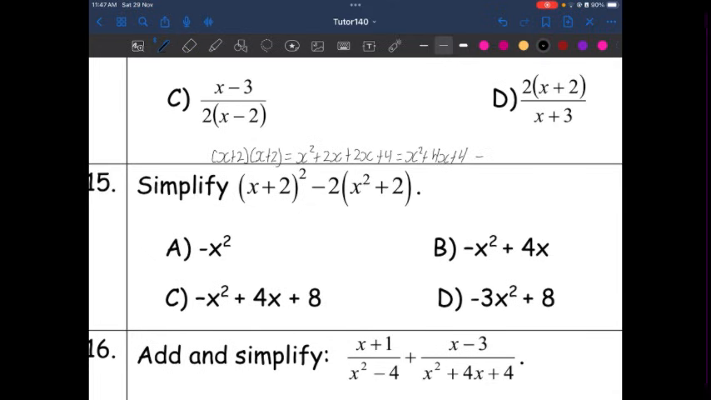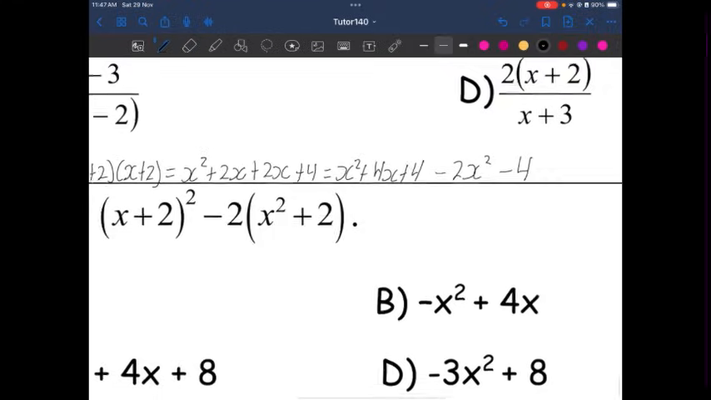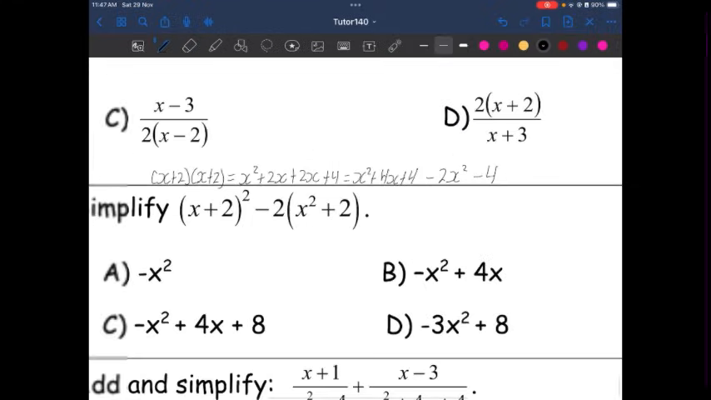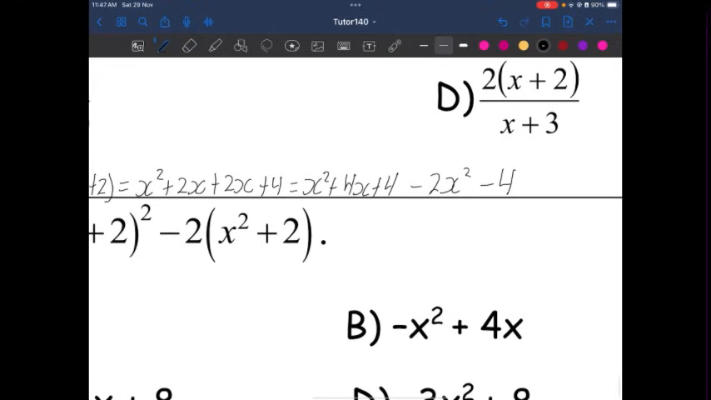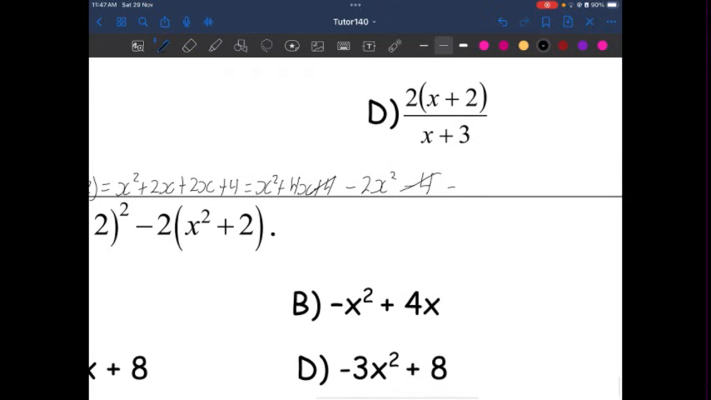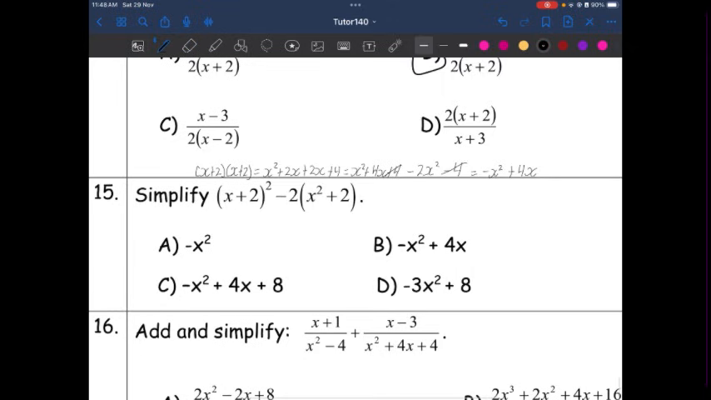Minus 2 times x squared is minus 2x squared. And then minus 2 times 2 is minus 4. So let's see if anything cancels. The 4s cancel. And then minus 2x squared plus x squared is just minus x squared. So the answer would be minus x squared plus 4x. So our answer is B.